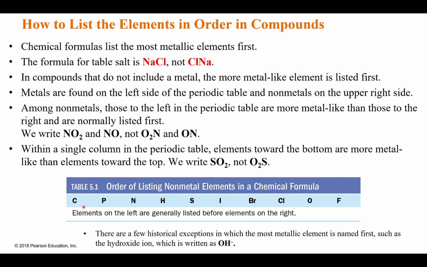And of course, there are a few exceptions to this. It doesn't always work that way, and those are due to historical reasons. For example, when we write the hydroxide ion, we write the oxygen before the hydrogen. But with water, we wrote hydrogen first, right? H2O. But in the hydroxide ion, this is for historical reasons. They always wrote it that way, and they continue doing so.